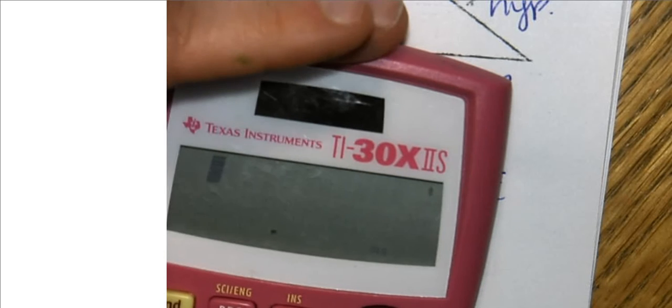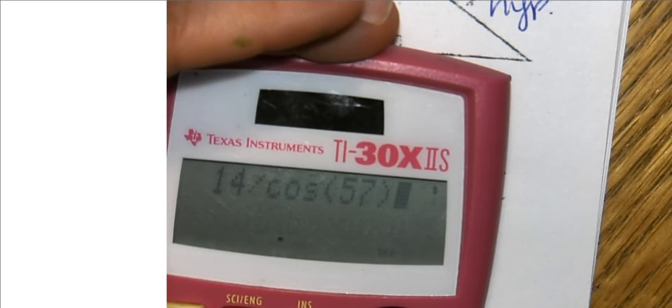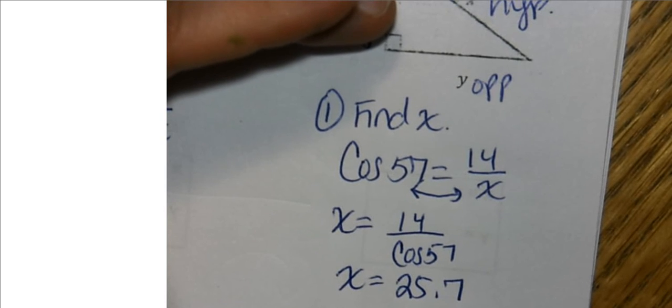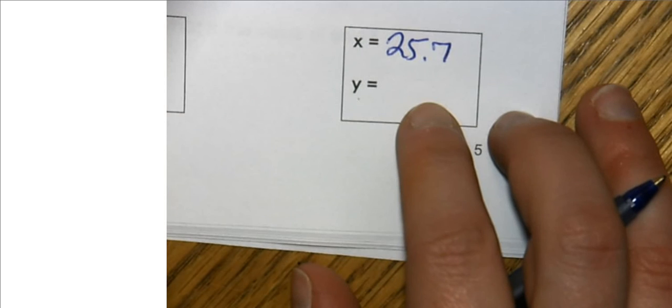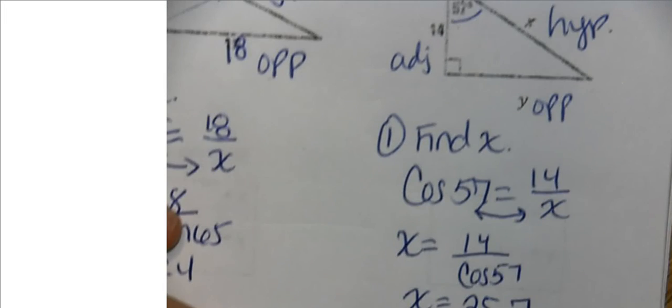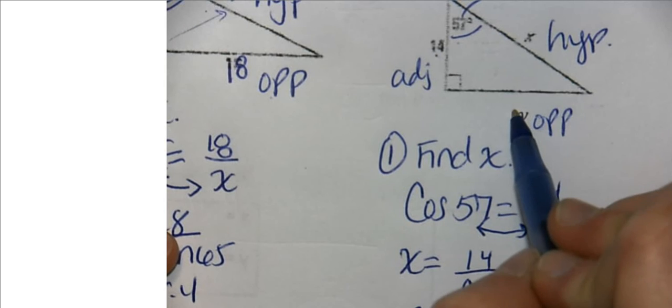When you put this into your calculator, it's 14 divided by the cosine of 57 degrees. You're going to end up with 25.7. And I'm going to put 25.7 directly into my box down here. Step 2, we want to find what y is. So using given information, I know the adjacent. Y is the opposite. That's OA.